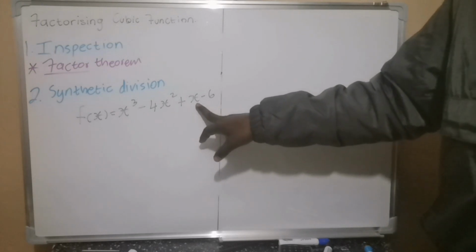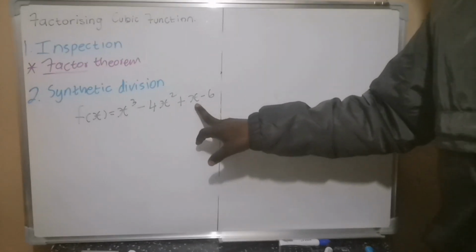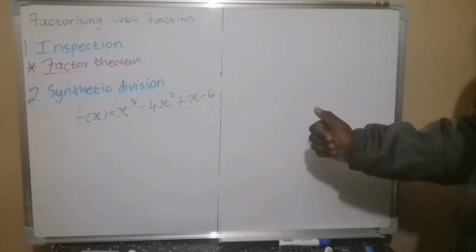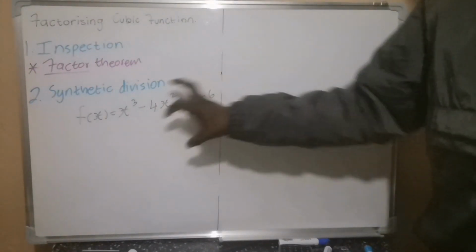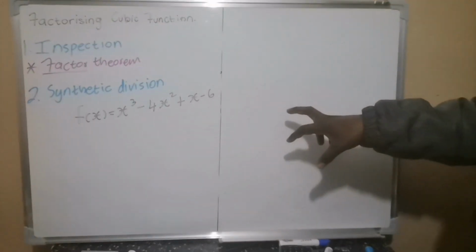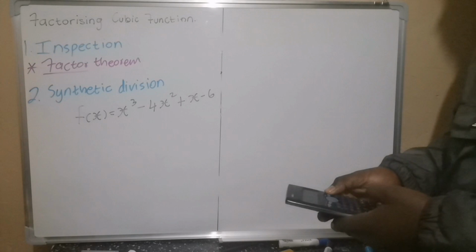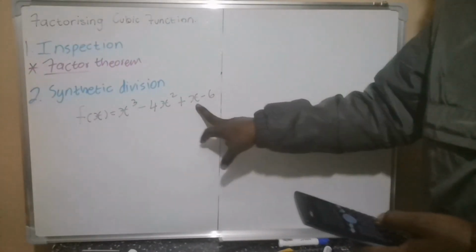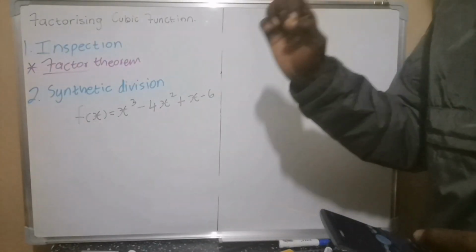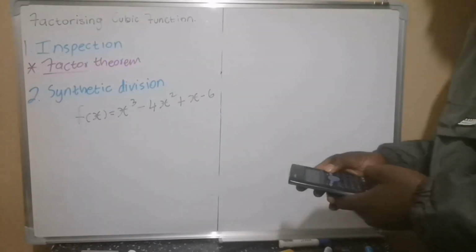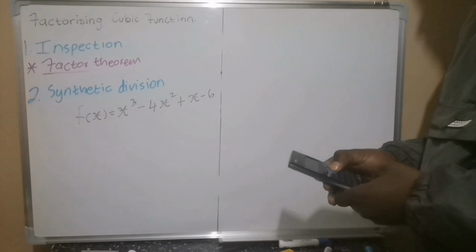If it gives you 0, then that is a factor in this equation. It is one of the factors of this cubic function. So I can use my calculator and put in 1, let me just start with 1. Where I see x, I put in 1 to find y, and I need to find 0 as my y. That's my aim for the factor theorem.